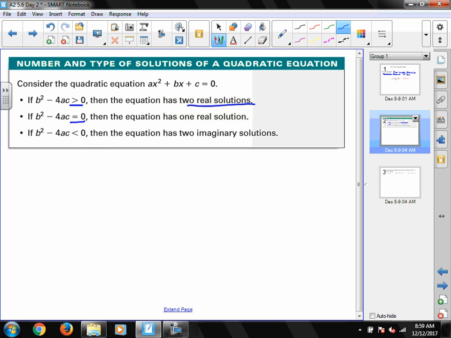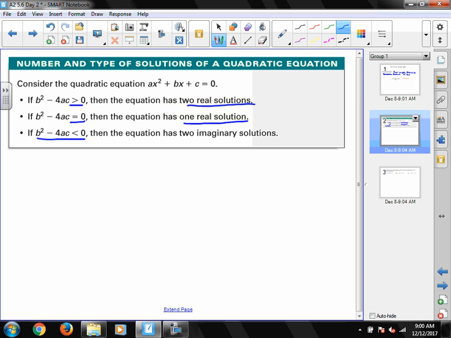If it is exactly equal to 0, you're going to have exactly one solution. We went through an example in the last video where we actually ended up with our square root being 0, and we had one real solution. In that case, it was 3. So that vertex is going to sit right on the x-axis there. It's not going to intercept it at 2 points.